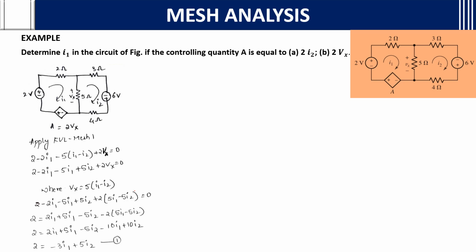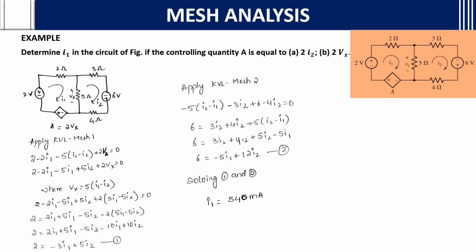What you will get? 2 minus 2 plus minus 2I1 plus minus, that is 5 into (I1 minus I2) plus 2Vx equals 0. Where Vx is equal to what? 5 into (I1 minus I2). As the plus-minus sign is given on this side, you take this related only. Vx equals 5 into (I1 minus I2). After substituting that, you will get the first equation.